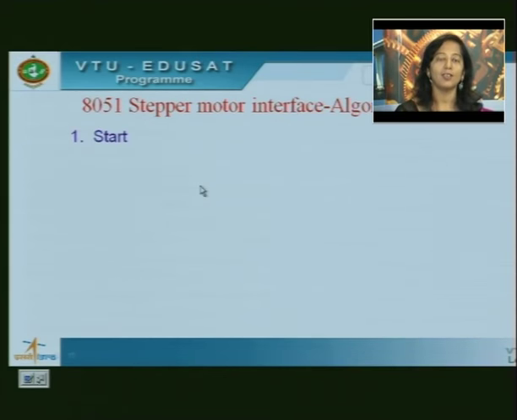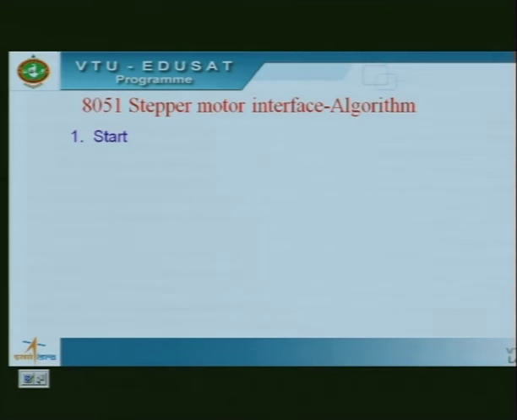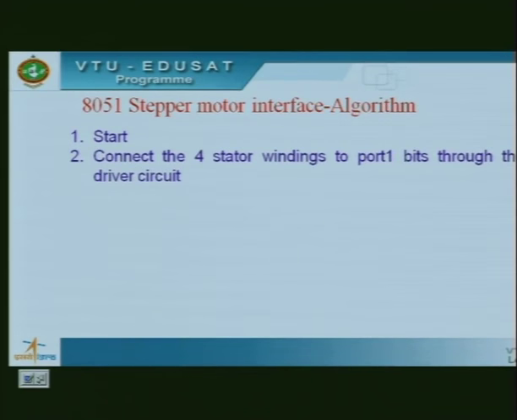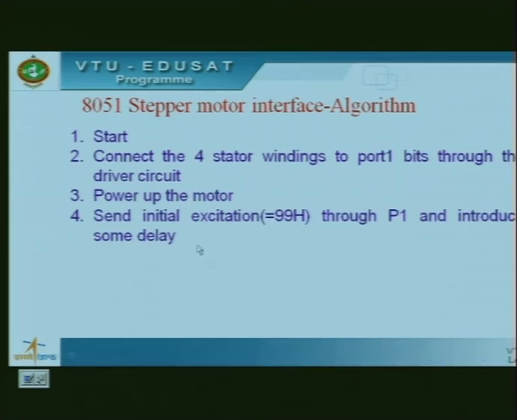So, what is the algorithm? Since we are not familiar with the assembly level language of 8051, we just need to define the program we write in terms of steps, which we call an algorithm. Once we start, the microcontroller and the stepper motor are powered on. Start means power on. Then connect the 4 stator windings to the port 1 bits through the driver circuit. You use a driver IC and connect it as shown in the figure. Power up the motor. Then send the initial excitation sequence as I have shown in the previous cases.